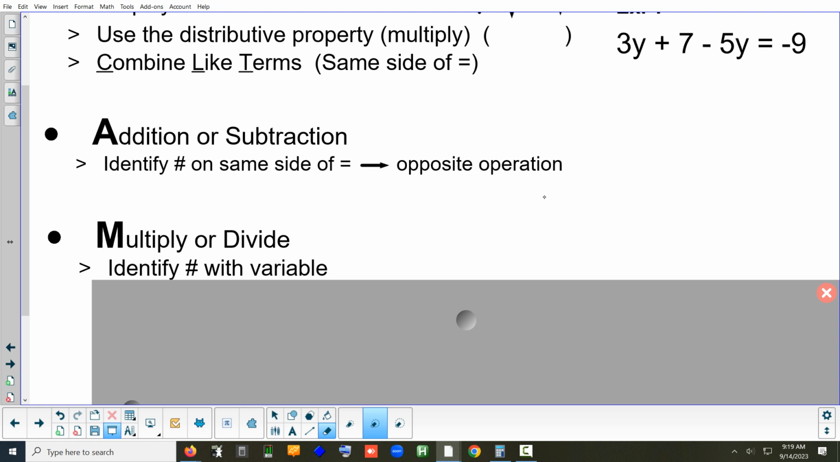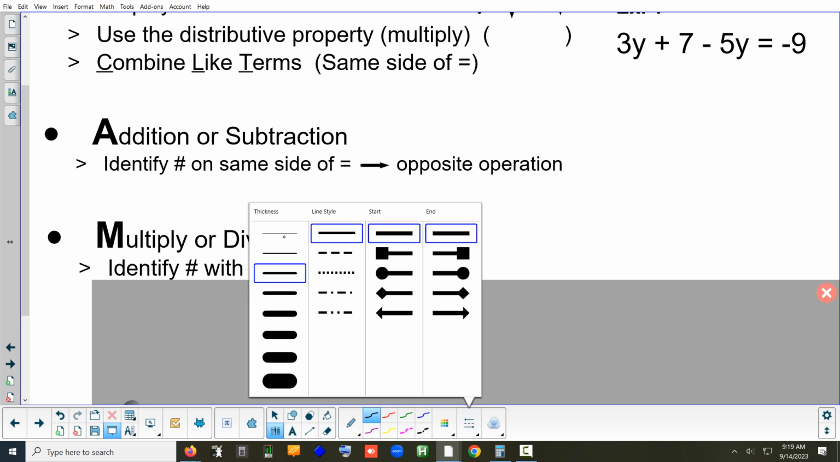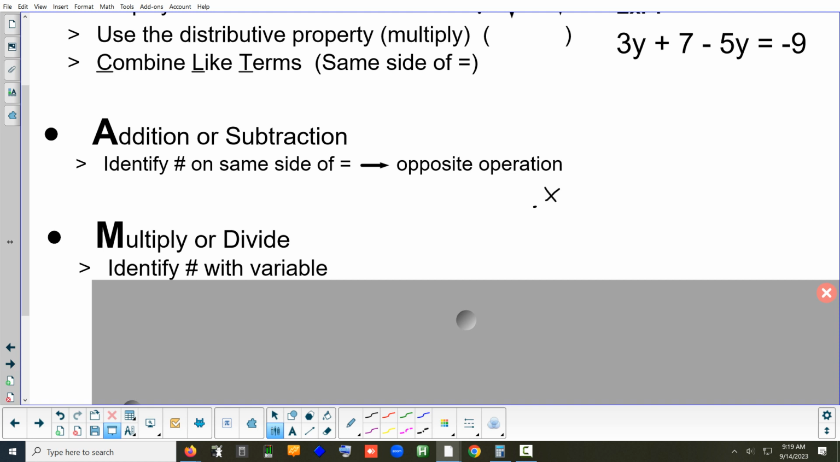It could look something like this: x divided by 3 equals 2. It could look something like 4x equals 12. That's a number with the variable. Or it could be something like 2/3 x equals 6. Each one of these cases is a little different.